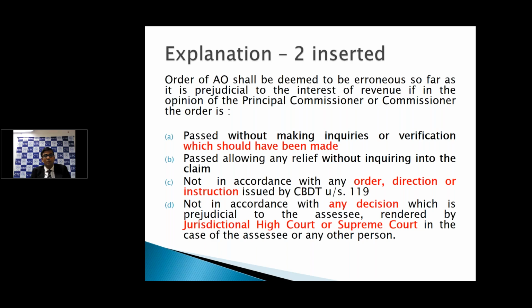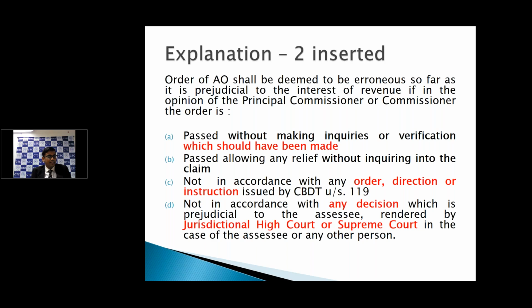In other words, it can also be put like this: in order not to be caught in Explanation 2, an order has to negatively fulfill all these four conditions cumulatively. That means there has to be proper inquiry or verification. If any claim is made for any relief, then that should have been inquired.